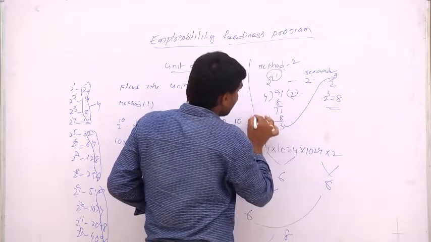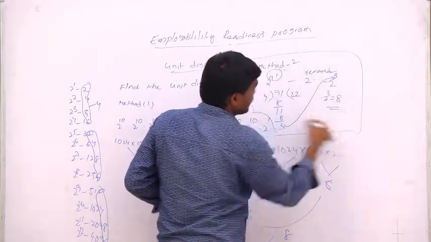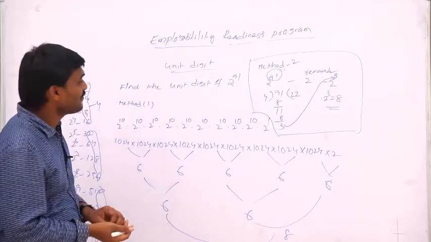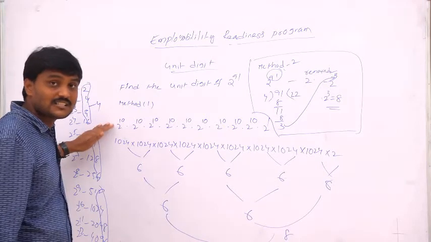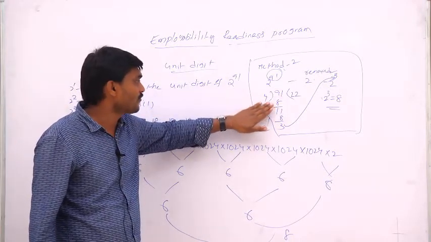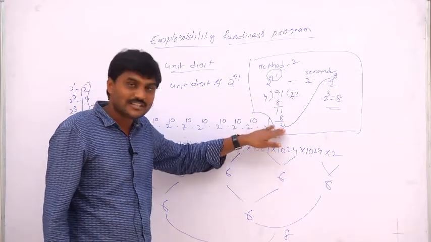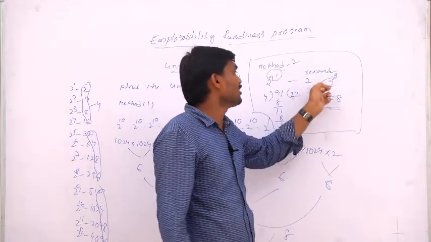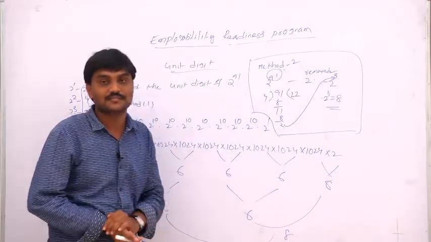So this is the method. For 2 power any number, the unit digits are 2, 4, 8, 6. That's why the power value should be divided by 4. 4 times 22 is 88, the remainder is 3. So it gives the answer 2 power remainder, 2 cube is 8. So that's why this is the answer.